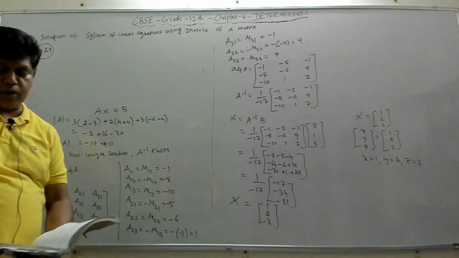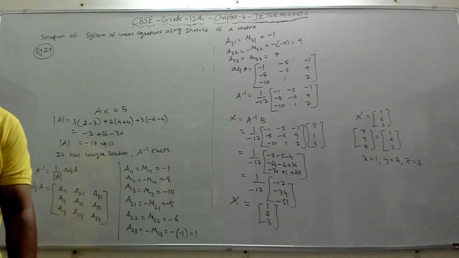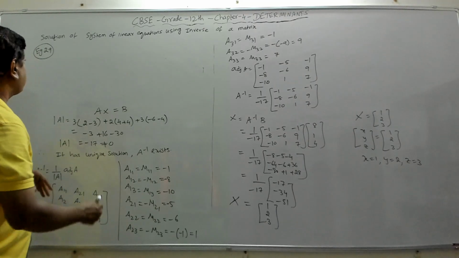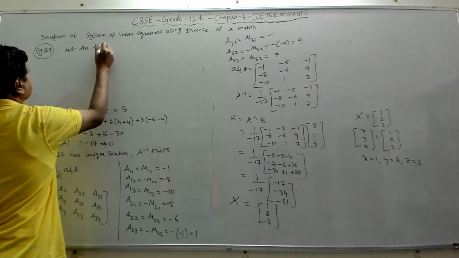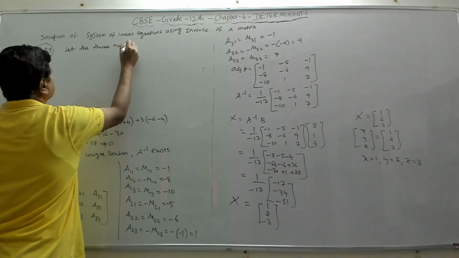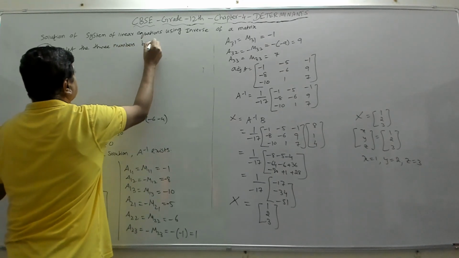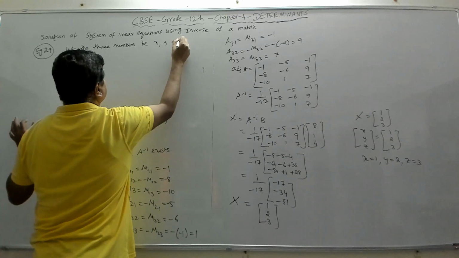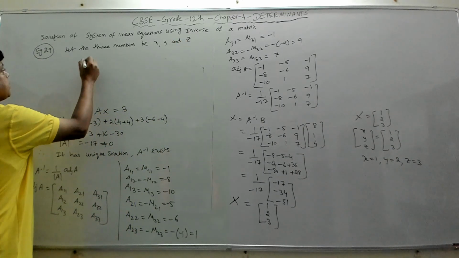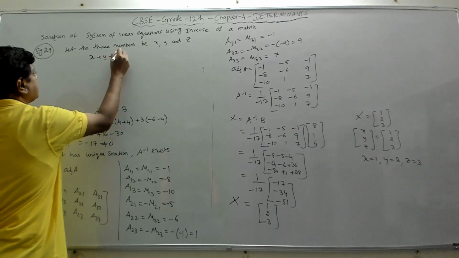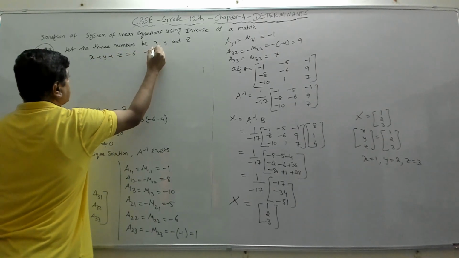So we have to find the three numbers with the given conditions. First condition: sum of three numbers is 6. So we will assume, let the three numbers be x, y and z. The first statement says the sum of the three numbers is 6, which means x plus y plus z is 6. This is the first equation.